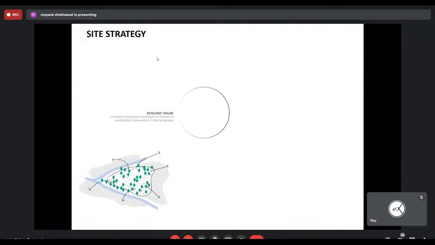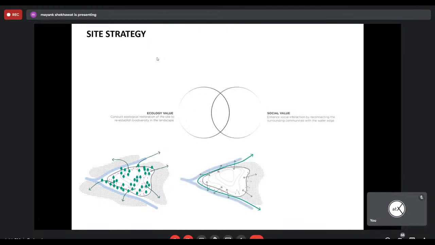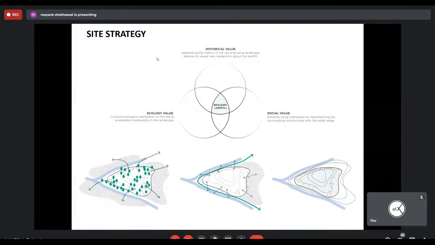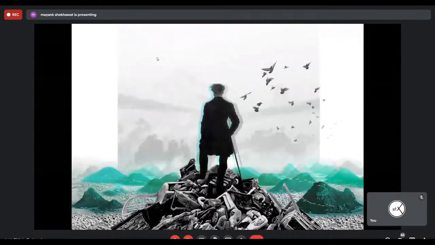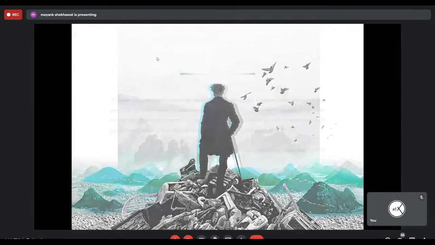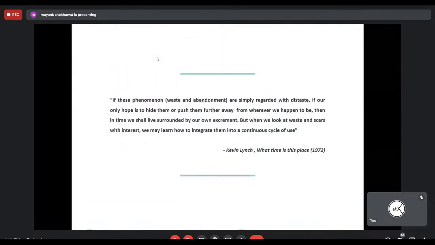So this was our site strategy: to conduct ecological restoration of the site, to reestablish biodiversity in the landscape, to enhance social interaction by reconnecting the surrounding communities with the water edge, and to address the history of the site and use landscape features to reveal new metaphors about the landfill. This was a poster or a manifesto that we created for our thesis. And we used a beautiful quote by Kevin Lynch from What Time Is This Place?